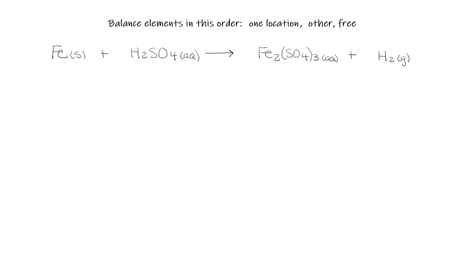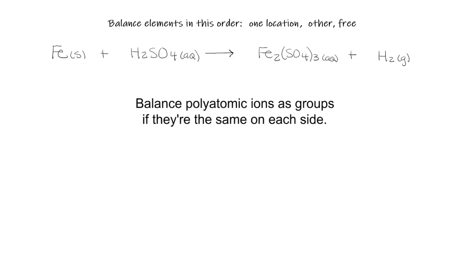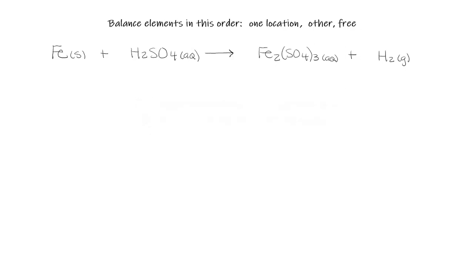Here's some good news. There's a shortcut with polyatomic ions. If a polyatomic ion appears intact on each side of the chemical equation, in other words, its elements don't change into something else, then we can balance the polyatomic ion as a group. Finally, if we keep track of the numbers of each element below the chemical equation as we go along, it also simplifies things. So let's put all of this into action by balancing this chemical equation.